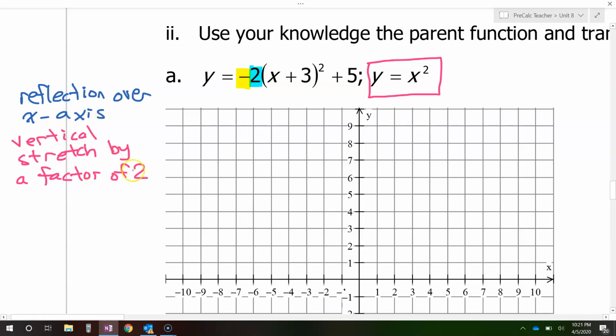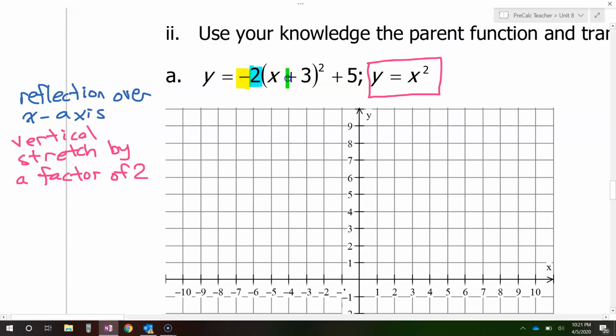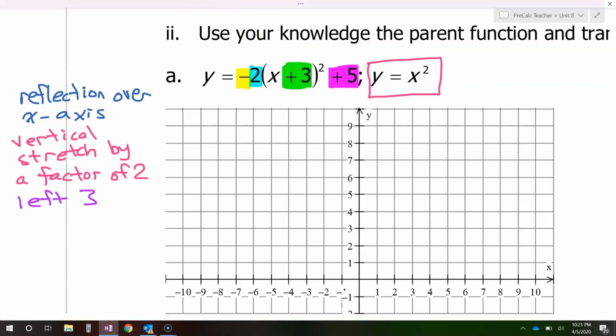I apologize for my handwriting. I'm trying not to take all year, and when I write a little bit fast, it gets pretty sloppy. Next, we have this plus 3. When you have a transformation going on inside the function, it's actually the opposite of what it looks like. So this plus 3 is actually going to be to the left 3. And then finally, the plus 5 on the end is a fourth transformation of up 5. So those are the four transformations from the parent function.